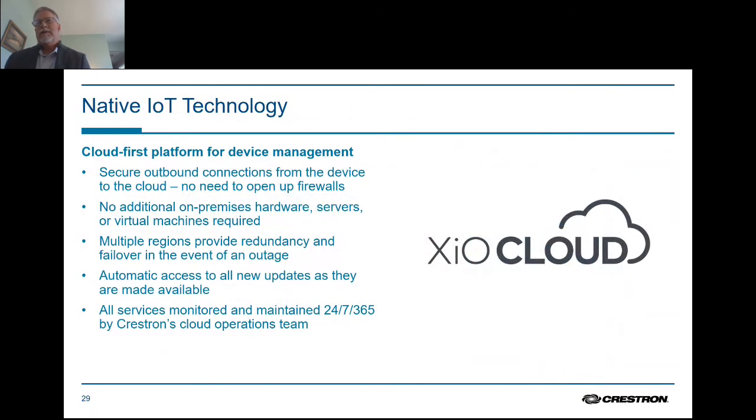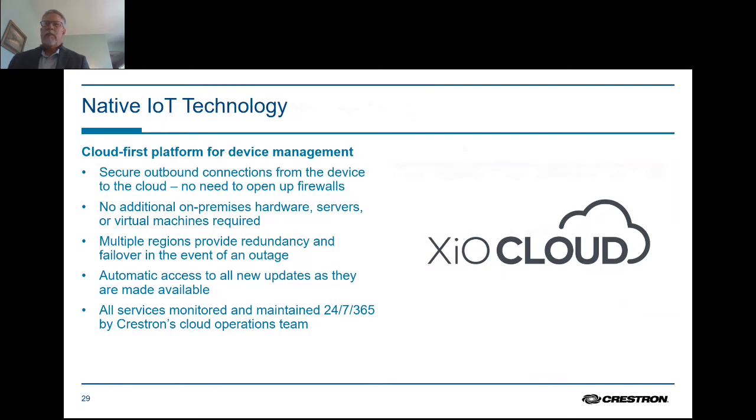Native IoT technology, cloud first, runs in Microsoft Azure. So if you're running O365 and Teams, XIO Cloud runs in the same platform. So from a security perspective, we have you covered there. Secure outbound connections. We're not trying to tunnel into your firewall. You don't have to go change all your firewall rules for all these devices to be managed through the cloud. We have multiple regions that provide redundancy and failover in case something should happen across the globe. All our services are monitored and maintained 24/7, 365. So you can rest assured that your XIO Cloud service will be up and running.